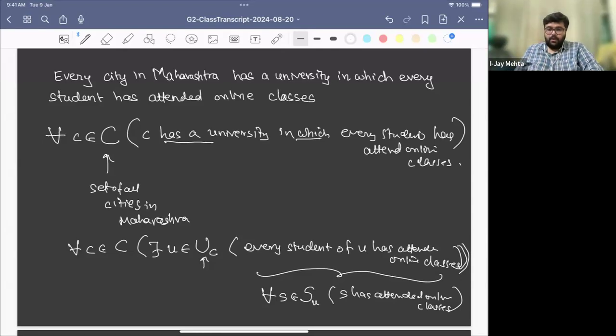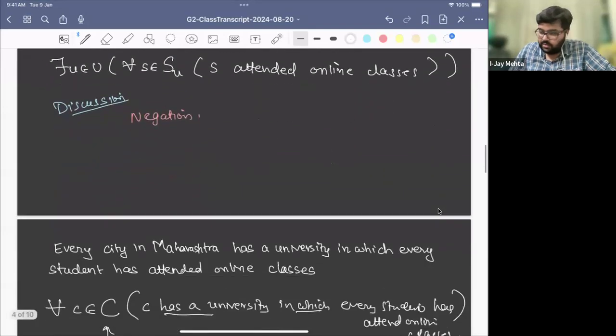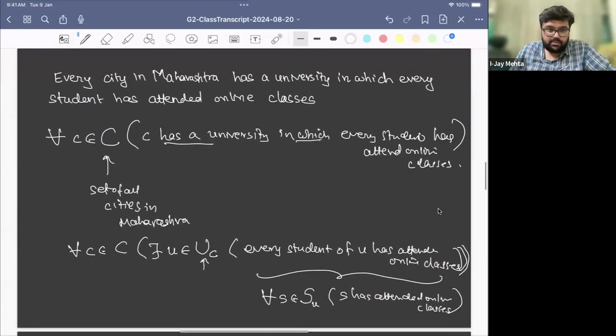Okay. Some are not responding yet. Can you give one more quantifier in this? We want to make one more quantifier. Did you observe what I did here in the statement? Earlier we had 2 quantifiers, now I have 3. In the previous statement we were talking about a university in Mumbai. Every student attended online classes. And now I changed Mumbai to every city in Maharashtra. Again has a university in which. So can you give one more quantifier?